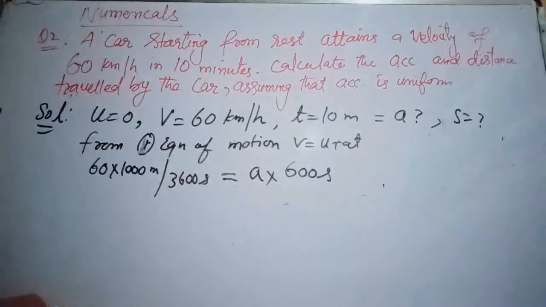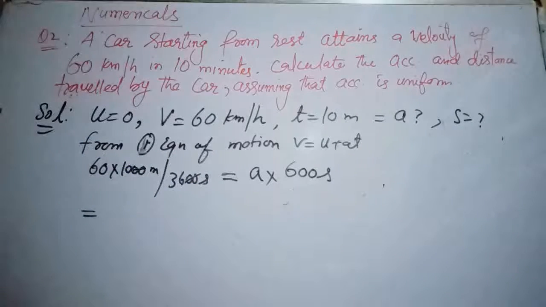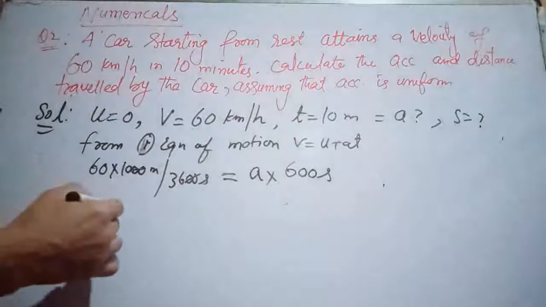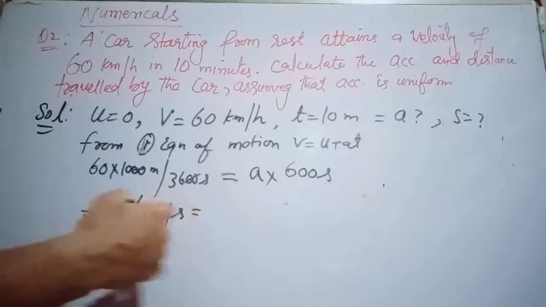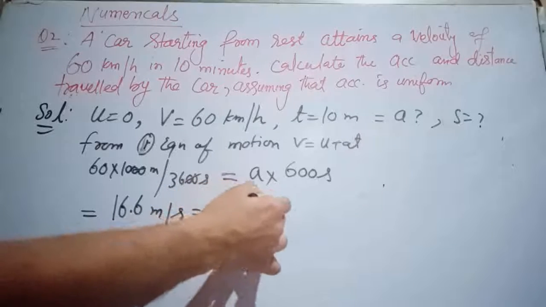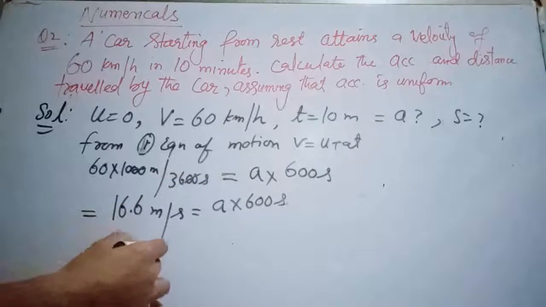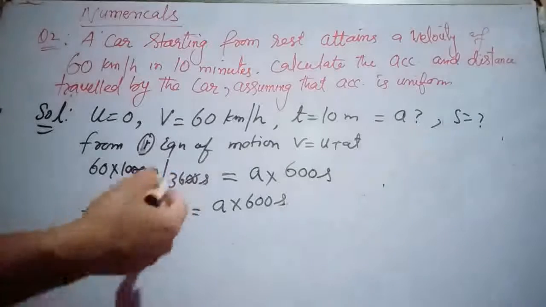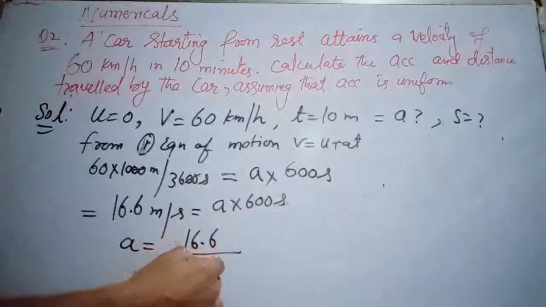I can write here. So this is equal to 600 into 0, and 0 will be cancelled, and 600 divided by 36. Okay, 600 divided by 36 will be equal to 16.6 meter per second. This is 16.6 meter per second, and this is equal to A into 600 seconds. So A here, acceleration, is equal to 16.6 divided by 600.